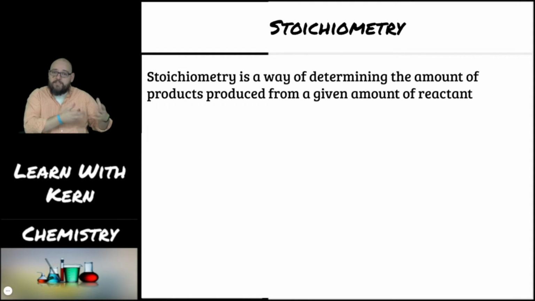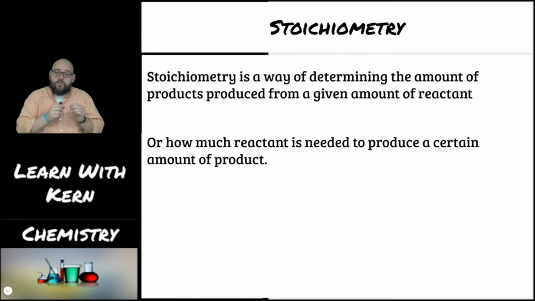If I have this much of one reactant, how much of my product can I make? Or if I have this much of this reactant, how much of this other reactant do I need to react completely together? It's a way of looking at what I have and what I need and figuring out how much of each of those work together. So how much reactant is needed to produce a certain amount of product. That's what stoichiometry is telling us.